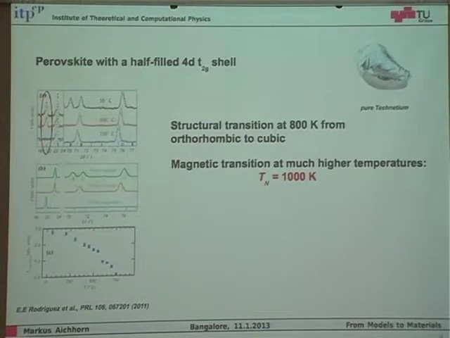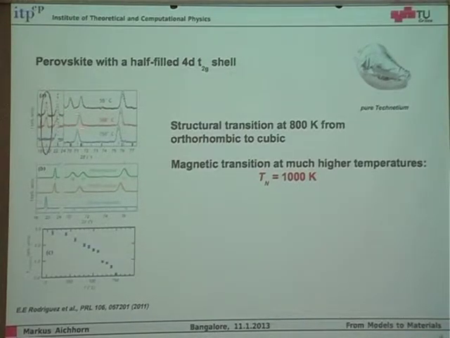So there is a structural transition at 800 Kelvin, at quite high temperature, from an orthorhombic phase at lower temperatures to a cubic perovskite phase at higher temperatures. And you see this here in the X-ray experiment. Where do we have to go? Between 55 and 500 degrees Celsius, that's here, you lose this peak, which is attributed to orthorhombic distortions.